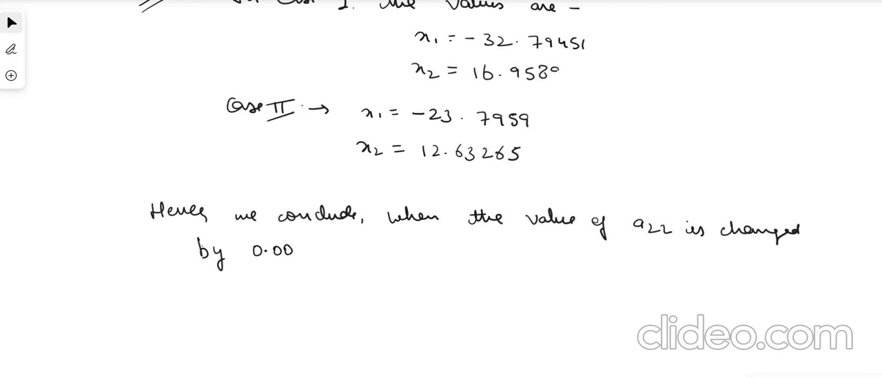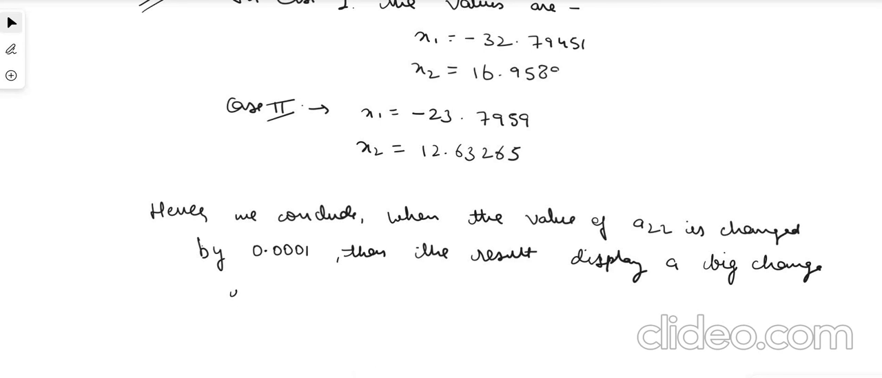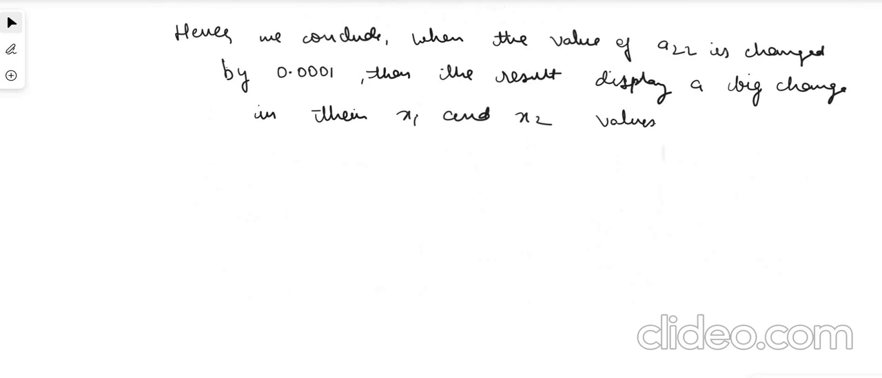Hence, we conclude that when the value of A22 is changed by 0.001, the result displays a big change in the x1 and x2 values. This was the first question, question A.